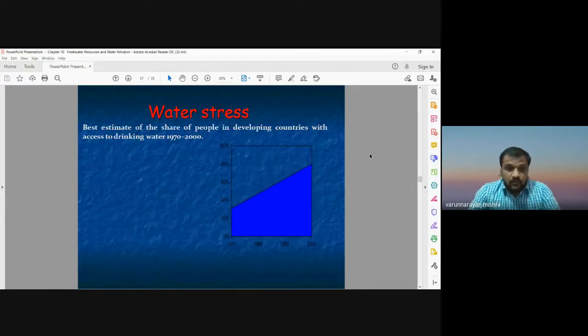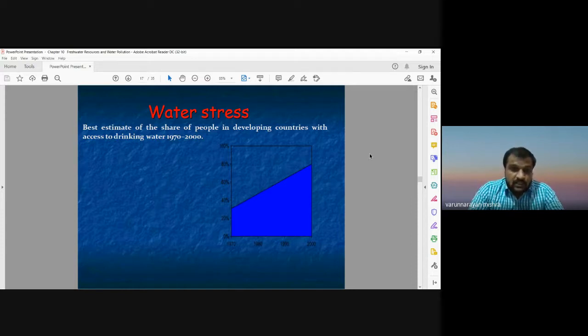Now moving to water stress, as we know the best estimate of the share of people in developing countries with access to drinking water between 1970 and 2010. Water stress is another term, meaning that population is increasing day by day and people will need water, basically in most of the developing countries. So the need for water has increased very high with respect to the growing population. So that is putting stress on the water resources.